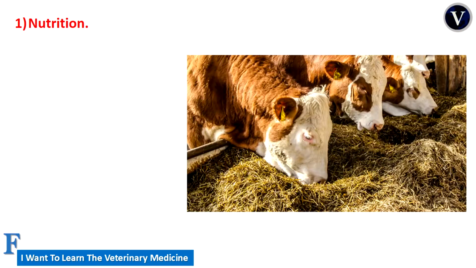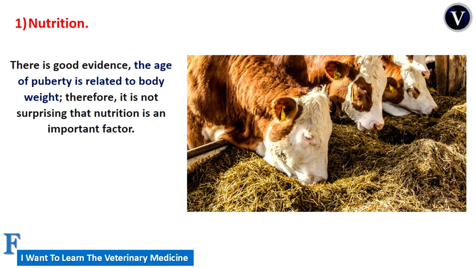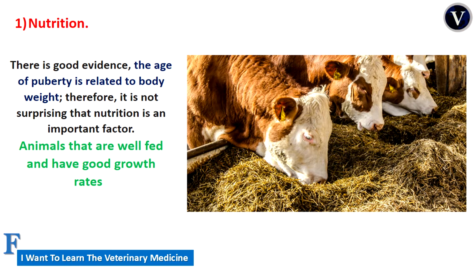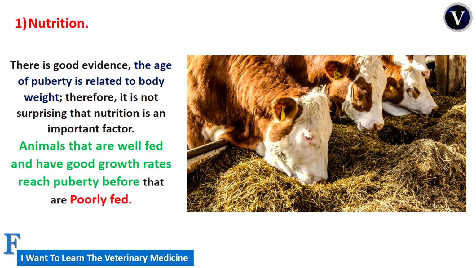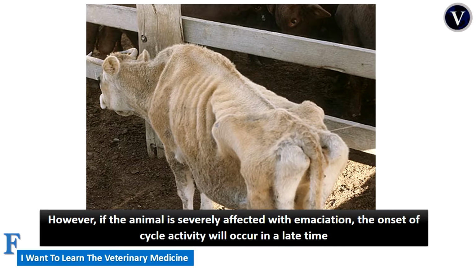First, nutrition. There is good evidence that the age of puberty is related to body weight. Therefore, it is not surprising that nutrition is an important factor. Animals that are well fed and have good growth rates reach puberty before the animals that are poorly fed. However, if the animal is severely affected with emaciation, the onset of the cycle activity will occur, but it will occur at a late time.